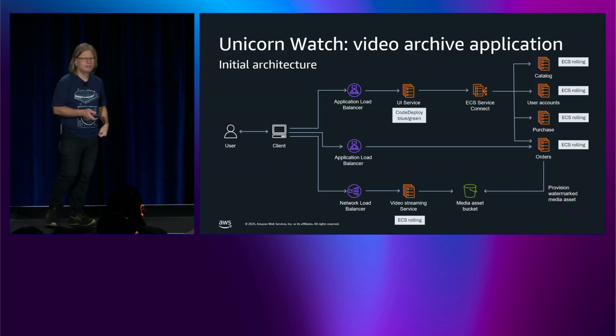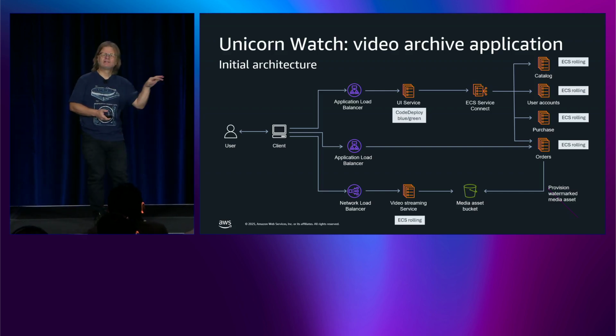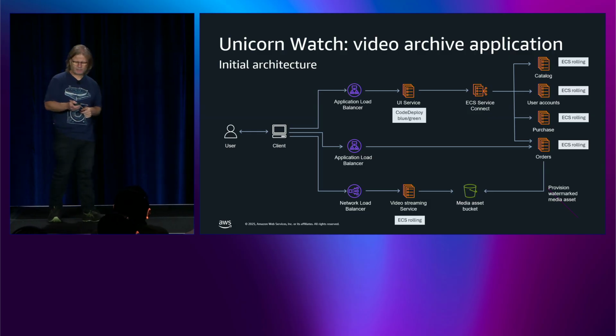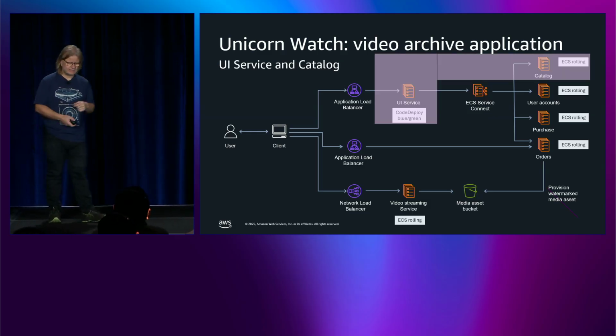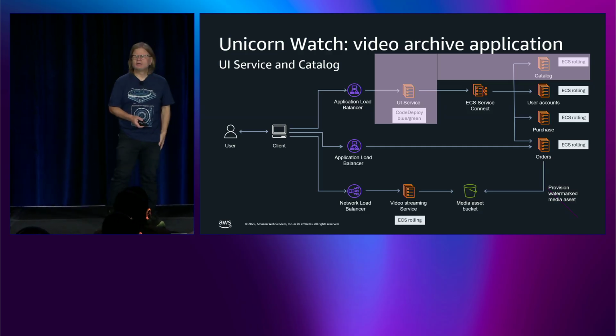And what I'm going to do now is just go through some aspects of this architecture in turn and see what changes they make and what they were able to achieve through that. So first, we're going to talk about the UI and the catalog service.